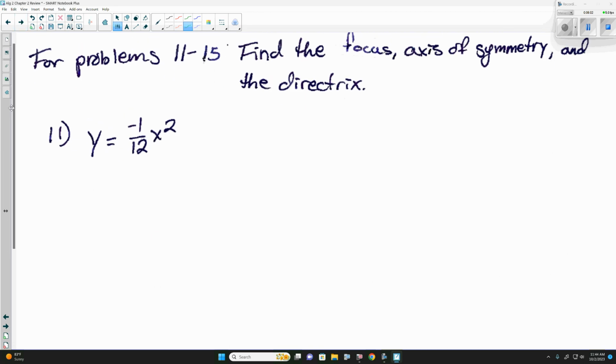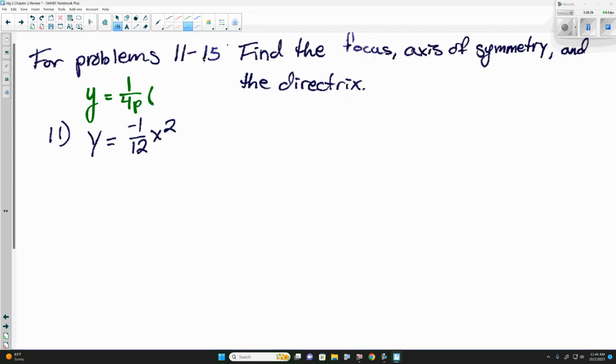We're going to look at 11 through 15 next. And again, with 11 through 15, I would be referring back to your reference sheet, because you have a reference sheet included in the review packet. It is on the last page. And for the problems we just did and these here, I would be referring back to this here. Now for these here, they're going to come in one of two forms, either y equals or x equals.